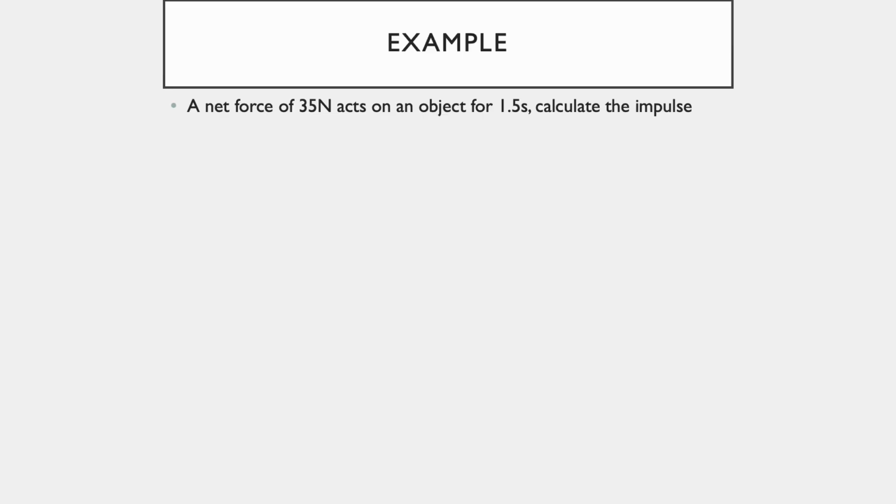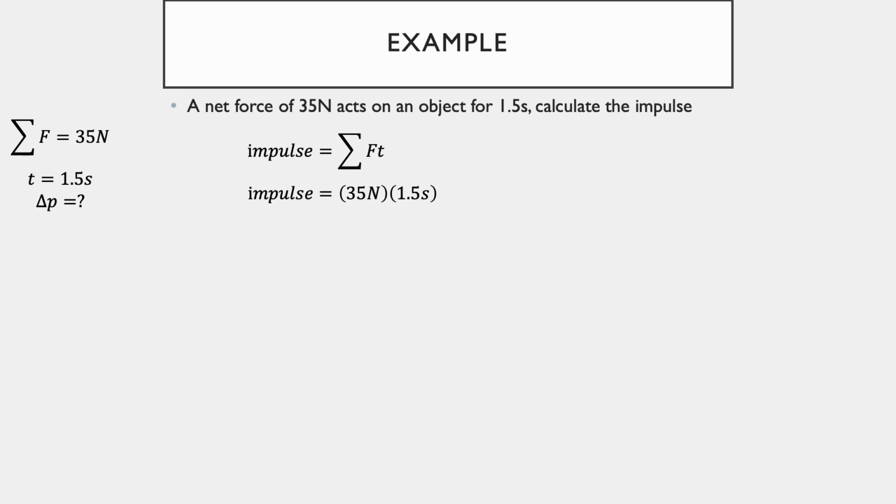So for example, a net force of 35 newtons acts on an object for 1.5 seconds. Calculate the impulse. So we have a net force of 35 newtons. We're given a time of 1.5 seconds. We're calculating essentially our change in momentum, which is our impulse. So we know our impulse is our force times time. In this case, we don't have to rearrange, just substitute in and round to the appropriate amount of significant figures. So we have 53 Newton seconds.